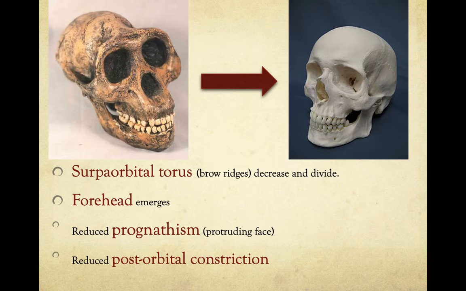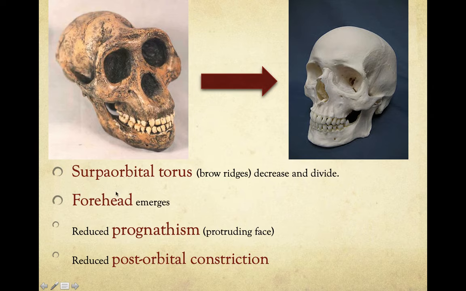These are some key notes that you're going to want to take note of here. These are some vocabulary words that you want to be aware of. So we've got the supraorbital torus. Supra means above, orbits means eyes, torus means ridge. So that's the brow ridge right here. Over time, this big flat brow ridge begins to decrease and divide. And we get this kind of dip in the middle.